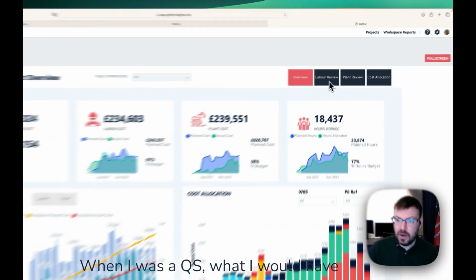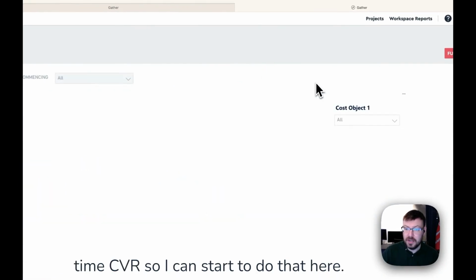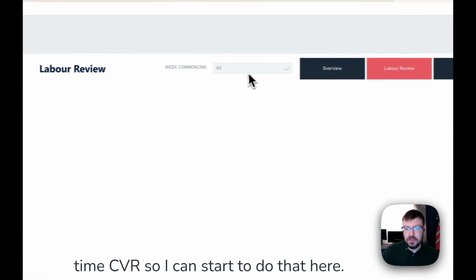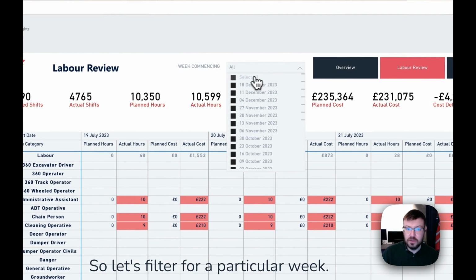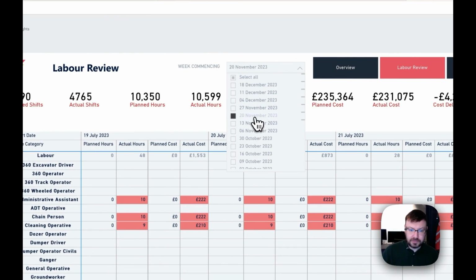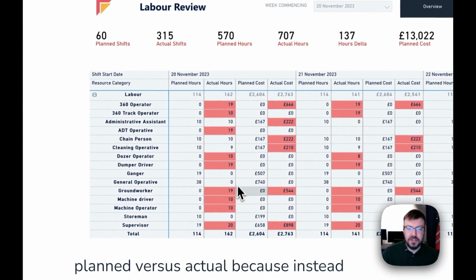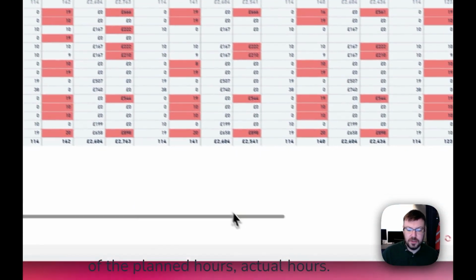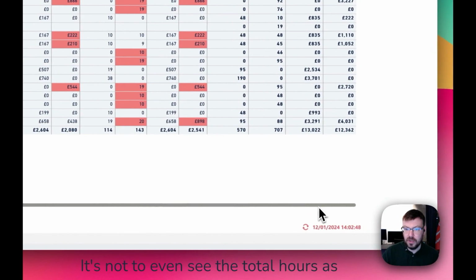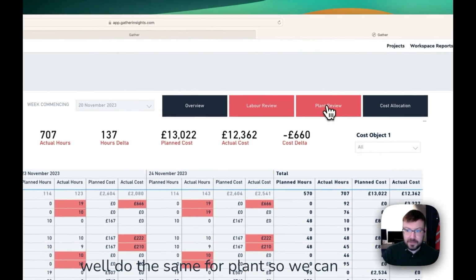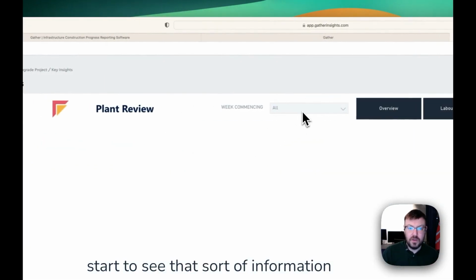When I was a QS, what I would have loved is to be able to do a kind of real-time CVR. So I can start to do that here. Let's filter for a particular week, say week commencing the 20th of November, and we can start to see planned versus actual. We can understand the planned hours, actual hours, and even the total hours as well. Do the same for plant, so we can start to see that sort of information.